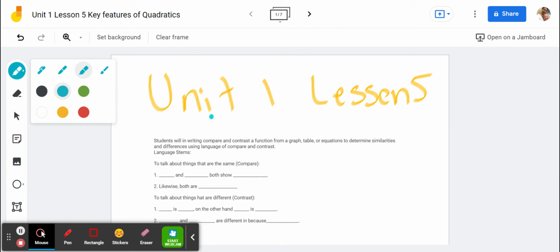So we want to compare and contrast a function from a graph, table, or equation to determine similarities and differences using language of compare and contrast. So you have some language terms here. The compare and contrast will happen under summarize. It will not happen today in this lesson, but it will happen in the summarization.